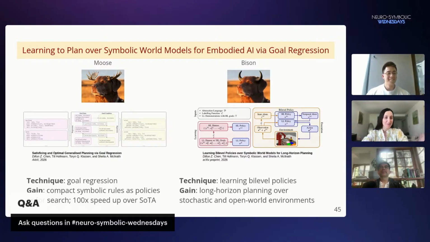Okay, the next question. What is the current bottleneck in topping the leaderboard?